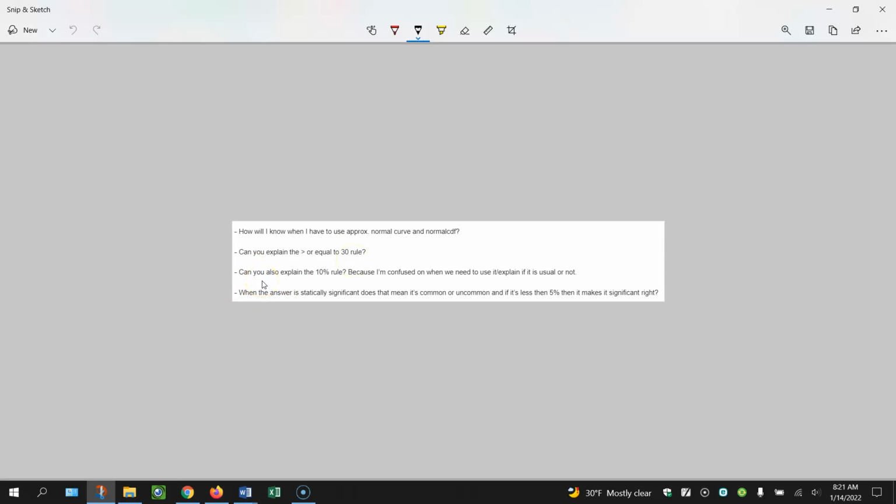All right, third question, can you explain the 10% rule? I'm confused on when we need to use it. Explain it if it is usual or not. Anytime you're going through your whole CVS stuff, anytime you're talking about variability, you're going to need to use the 10% condition. For proportions, you have this formula for standard deviation, the square root of p times, let me try and just write it on its separate.